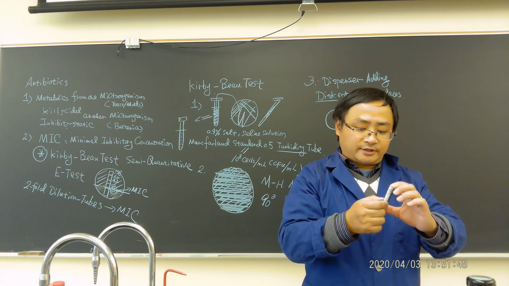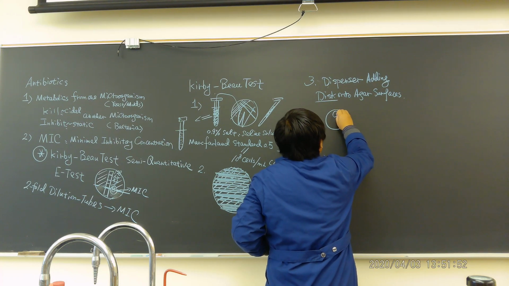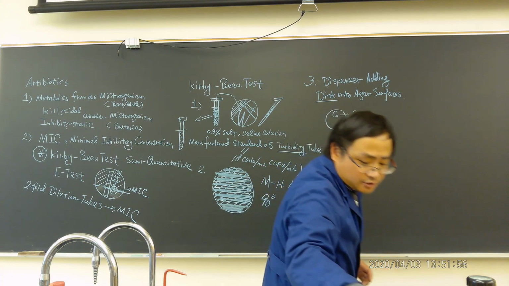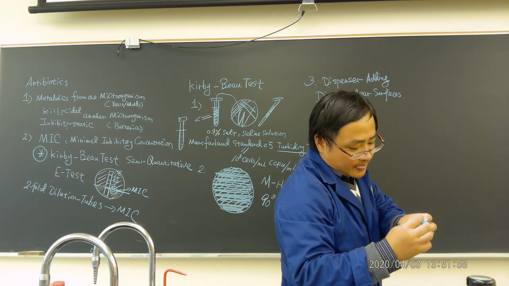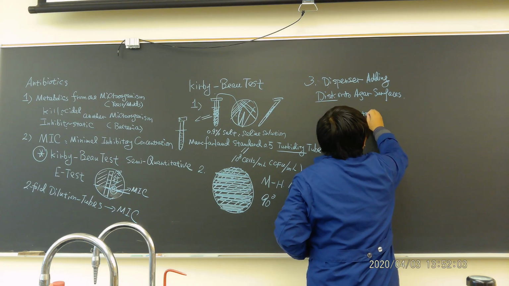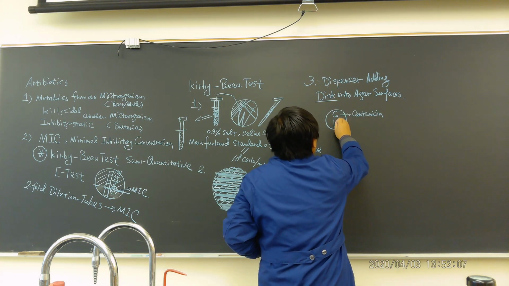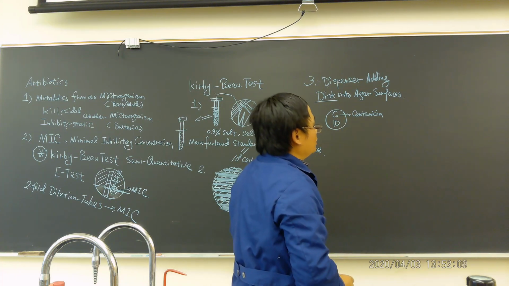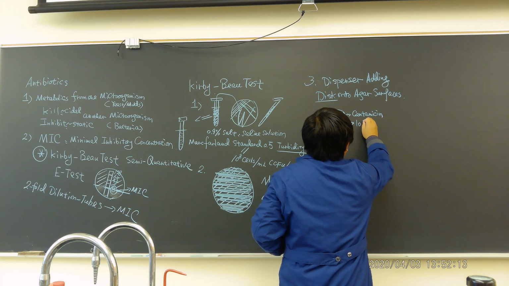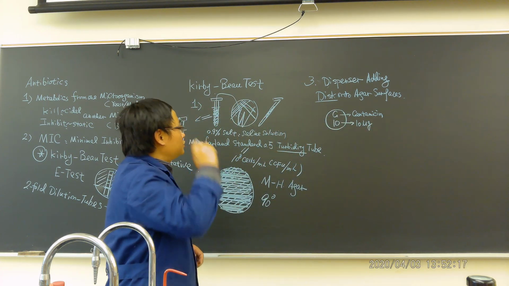Let me give you an example. Let's say gentamicin. Usually you write G, which means gentamicin. I'll just make sure the spelling is correct. So that's called gentamicin. And then you write a G, a 10. G represents gentamicin. This 10 is the concentration, 10 microgram. Okay? So you use a dispenser.